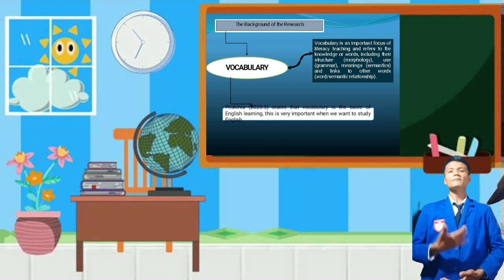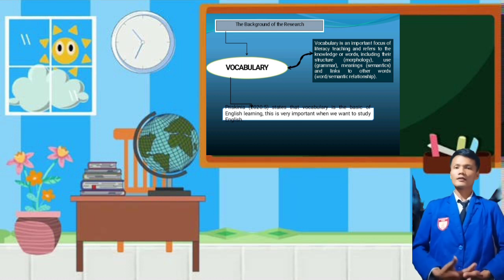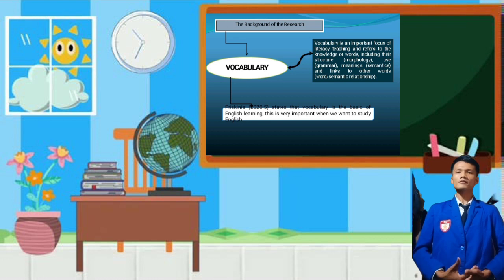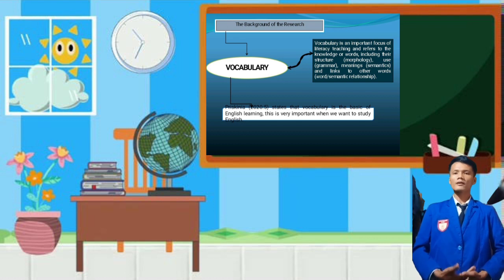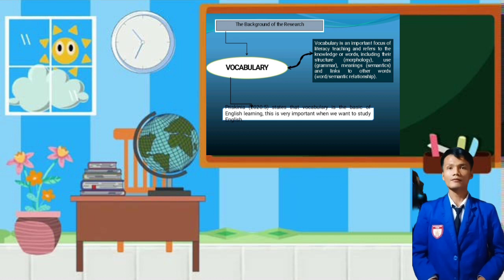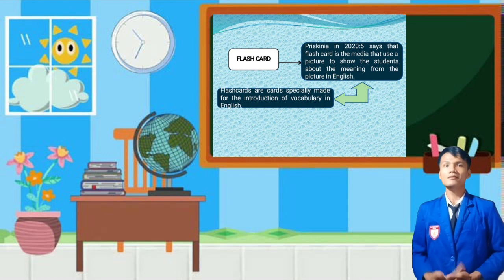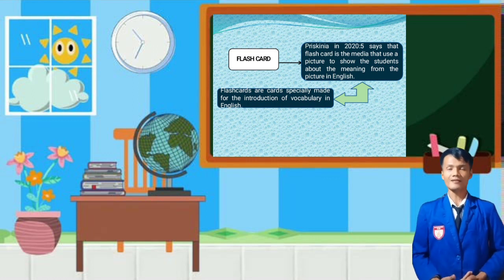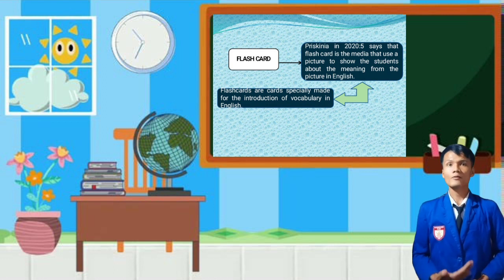Vocabulary is an important focus of literacy teaching and refers to the knowledge of words, including their structure, use, meaning, and links to other words. So, we know that vocabulary learning for students is very important because vocabulary is the basis for learning English. Next, the researcher discussed teaching vocabulary using flashcards to young learners, which covers the students' pronunciation and understanding about the meaning of the words.